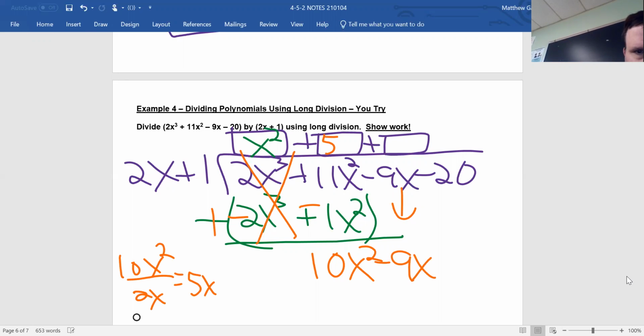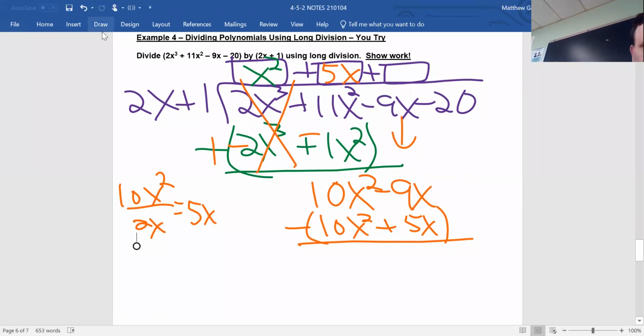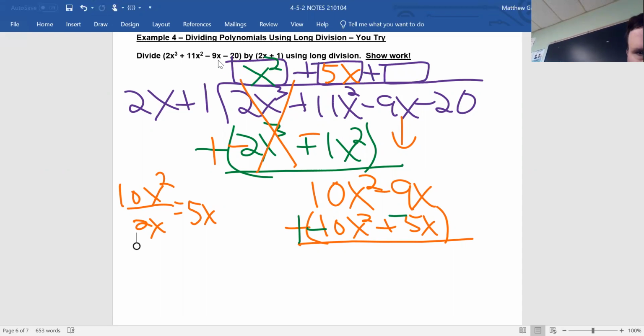Okay, that goes inside the second box. 5x times 2x is 10x squared. 5x times 1 is 5x. Subtract. And just subtract going down. So we end up with, we're going to read the signs carefully, that should be a negative 14x. It's negative 9, negative 5, negative 14. And then drop the minus 20.